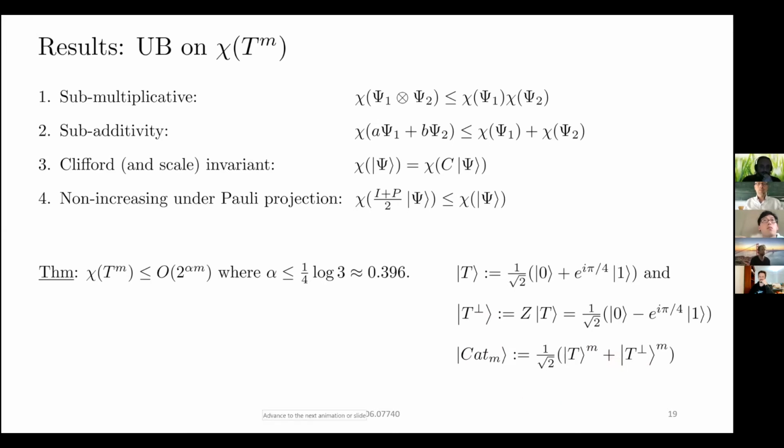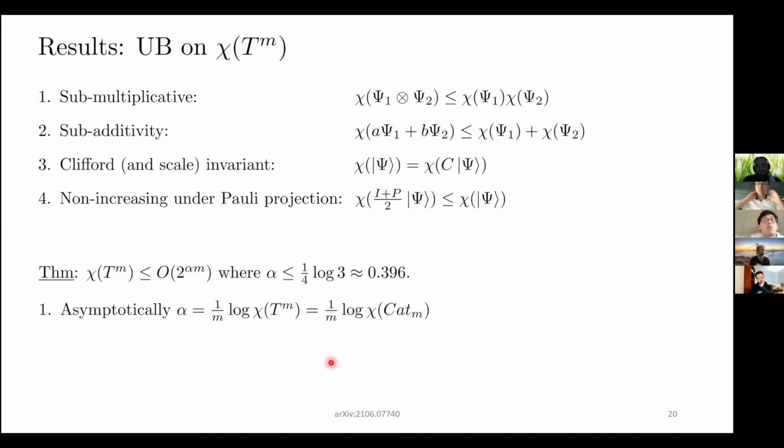Okay. And now the proof has these steps. So first we're going to prove that this alpha quantity is asymptotically the same for the M copies of the T state and for the M-fold cat state. Okay, so how are we going to do that? We're going to note this inequality, which basically says that the stabilizer rank of the T state is bigger than the rank of the cat state and less than 2 times the rank of the cat state.